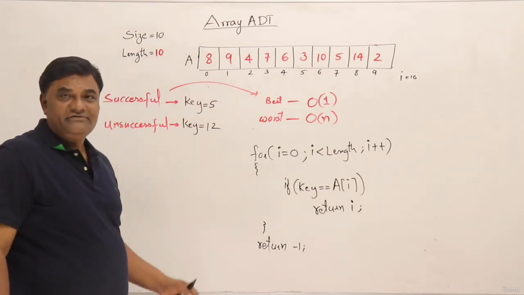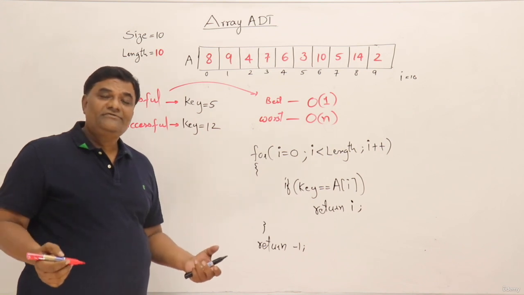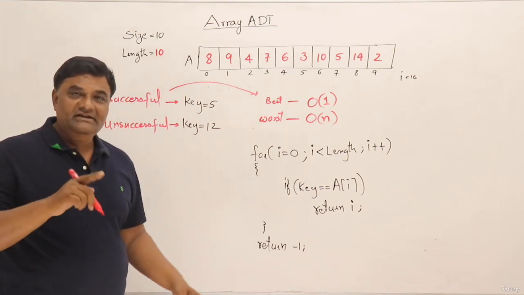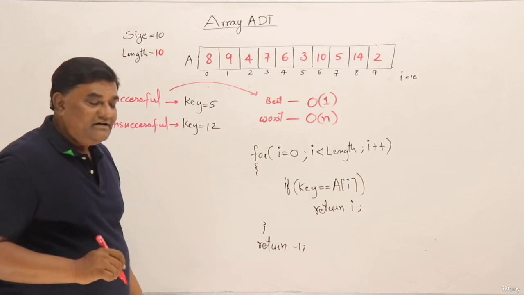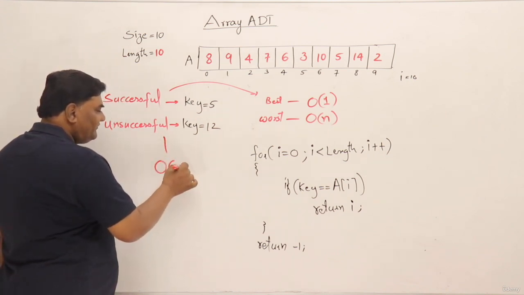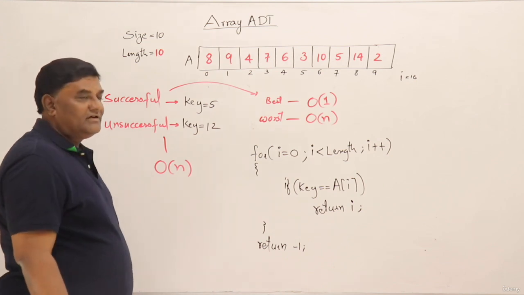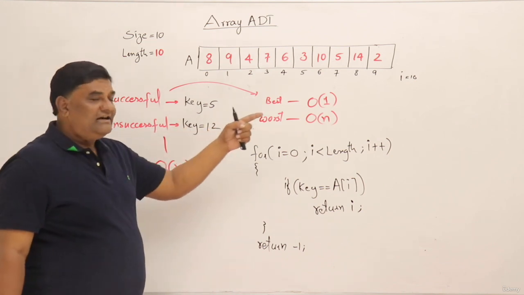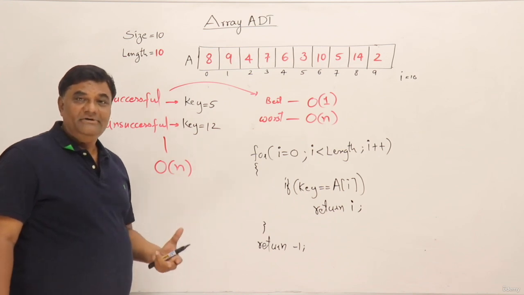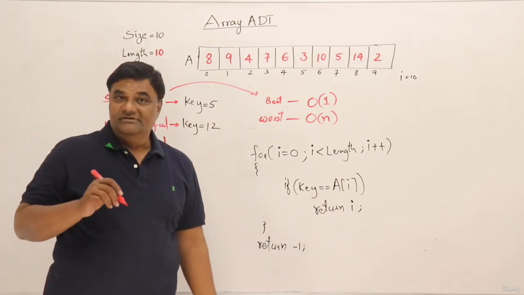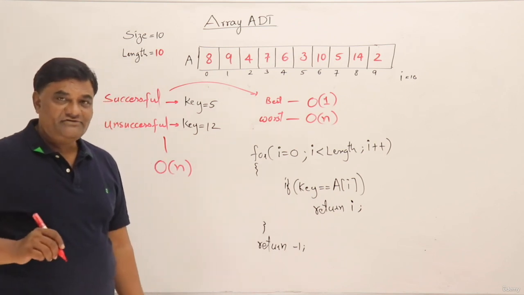What about unsuccessful search? If the key element is not found, then it will always check all the elements, and only then can it inform you the element is not there. So for unsuccessful search, time is always order of n. It's the maximum time, always maximum time. Unless you have reached the end of the list, you cannot say that the element is not present in the list. So the time taken is order of n. So this was the best case and worst case I have shown you.